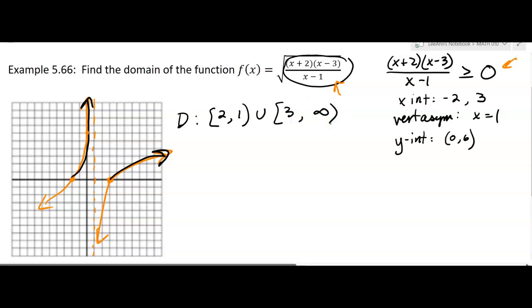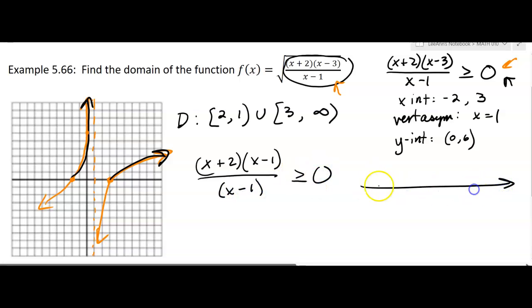Now if you're wondering, hey, this looks like another type of problem we did before, you could do it another way. Let me write this out again. Here's my number line, and I know I have critical values at -2, 1, and 3. It can equal -2, it can equal 3, but it can't equal 1. And then you can do the test points.